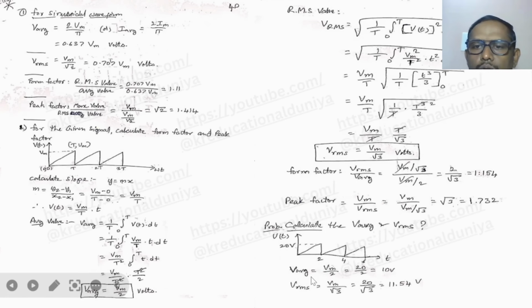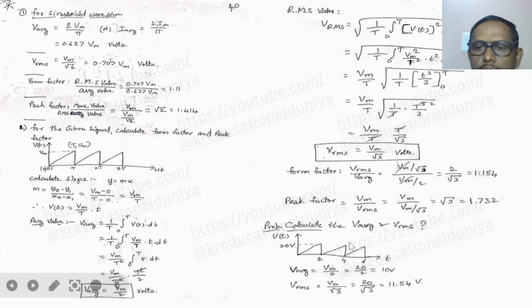V average formula is Vm by 2. So what is Vm? Here Vm is the y-axis maximum value, that is 20 by 2. 20 by 2 is 10 volts, and here in the x-axis it is 2, the time period, right? So here Vrms equal to Vm by root 3. What is Vm? 20 by root 3, that is 11.54. If they ask not only V average and Vrms, but also form factor and peak factor, substitute these values here and you are going to get the answer.